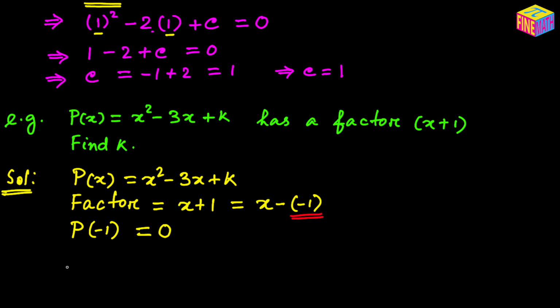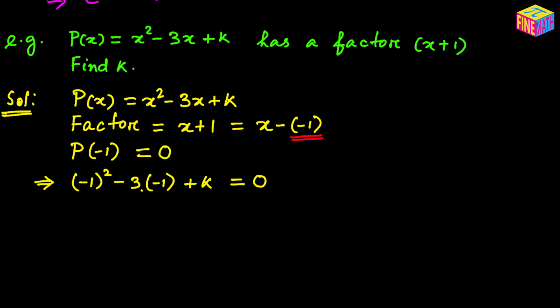Now let's try to evaluate the value of p of negative 1. So p of negative 1 will be the value of p of x when x is equal to negative 1. So wherever we have x, we are going to replace that with negative 1. So we had x squared, I am writing negative 1 squared, minus 3 times x, so I am going to write 3 times negative 1, plus k, and that is equal to 0. That's our equation, right?